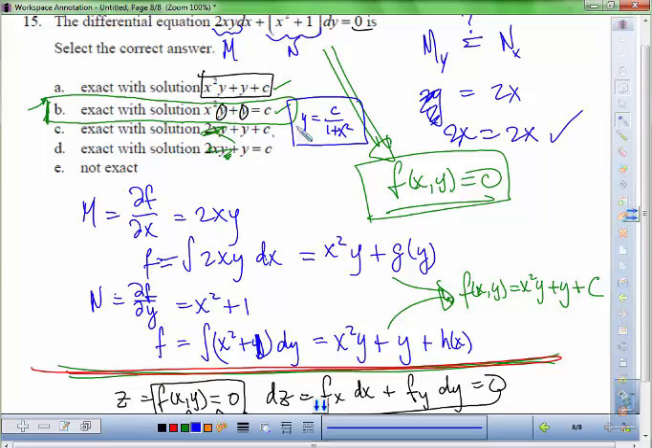Okay? So your solutions to differential equations should either look like y equals something or something with a y in it, but it has to be an equation. Because then you can say that you have an implicit solution to your differential equation.